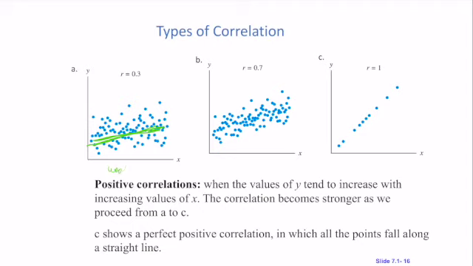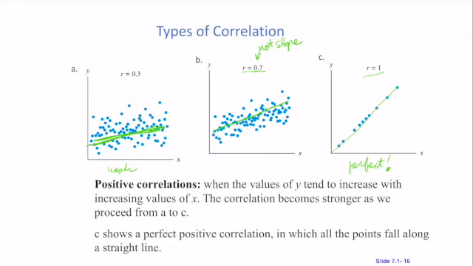Same thing here. We're getting a little bit stronger. Okay, we've got an R coefficient of 0.7. Note, this is not slope. Our R value, our correlation coefficient, is not slope. Okay, so this is a little stronger. And then up here we have R equals 1. This is really strong. This is perfect correlation. This is never going to happen in real life. Okay, so we've got positive correlation.